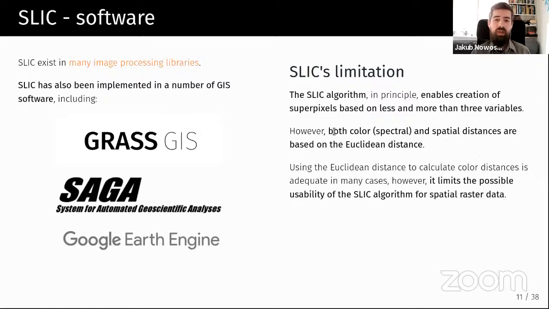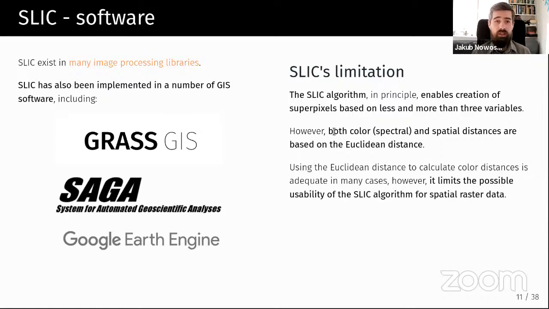However, the main algorithm was aimed basically at images, and that's a limitation if we think about spatial data. In principle, with this algorithm we can work on three-dimensional space, so this RGB space or maybe LAB space. We could also work on one-dimensional space, so we could have just one variable, and use this variable to create our superpixels.